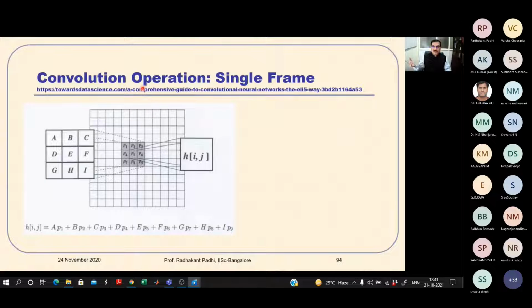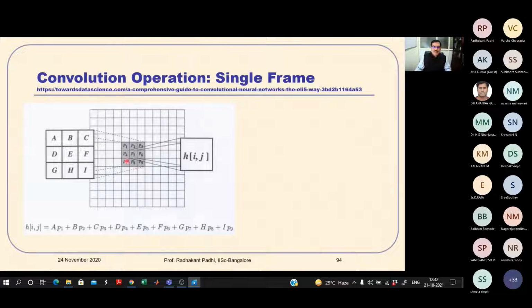So let's talk about that. The first thing is, what is a convolution operation? That is where convolutional neural networks come into the picture. So the first thing we need to understand is what a convolution operation is. Now consider, okay, let's talk about one particular pixel grid sort of thing.